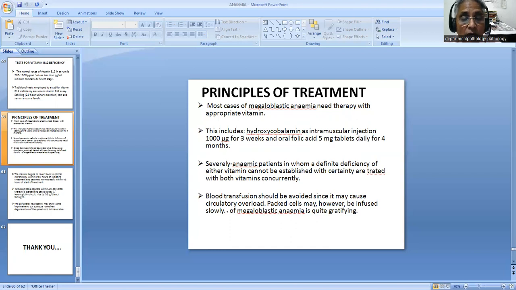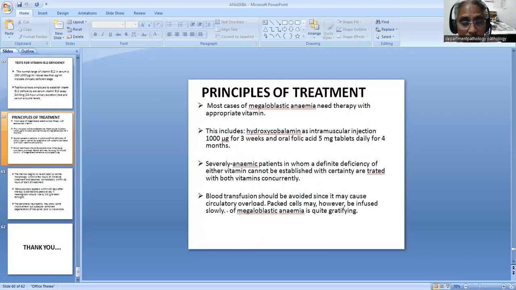What we give is hydroxycobalamin as an intramuscular injection, 1000 microgram for 3 weeks, and oral folic acid 5 milligram tablet daily for 4 months. Severely anemic patients in whom a definitive deficiency of either vitamin cannot be established with certainty, we have to give both vitamins concurrently. Blood transfusion should be avoided because it may cause circulatory overload. However, in severe cases, you can give packed cells very slowly, and treatment of megaloblastic anemia is quite gratifying.